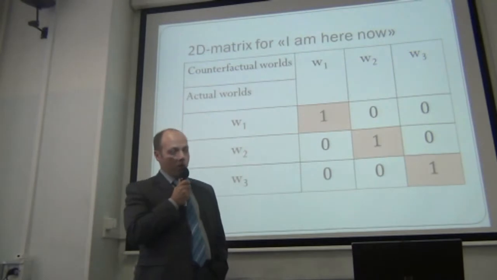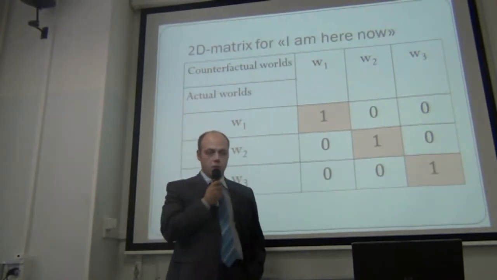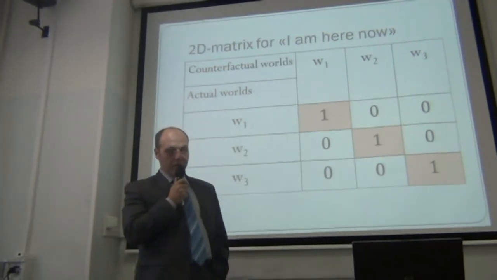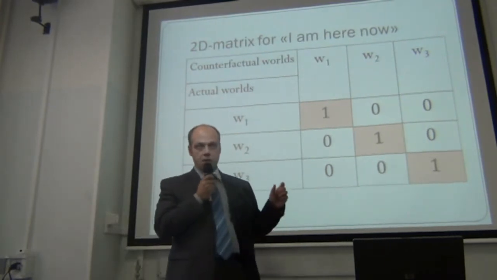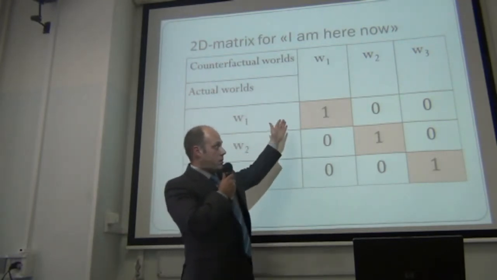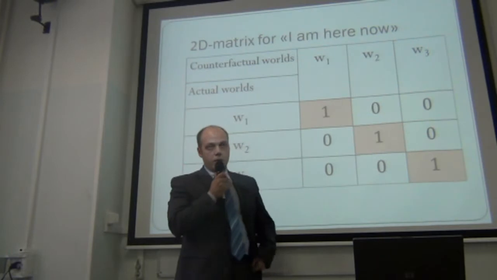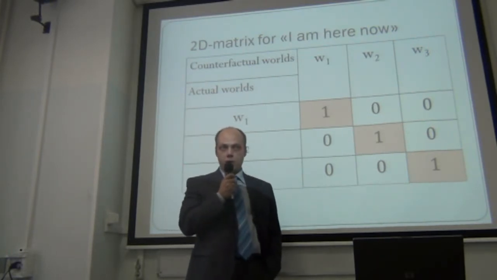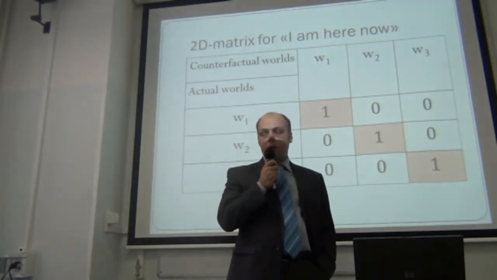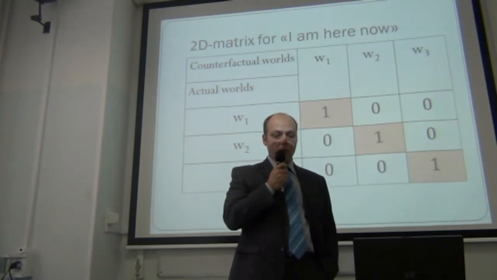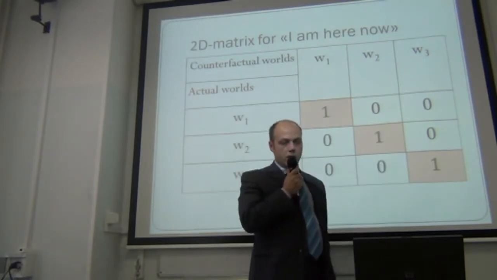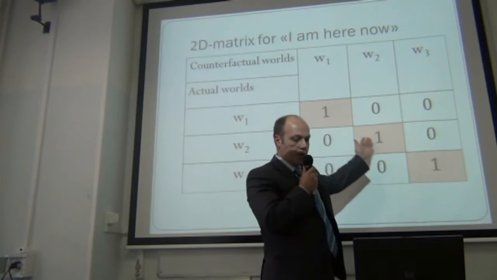And it's interesting to look at the resultant matrix for the sentence, I am here now. Despite the fact that the reference of every single word can vary through the worlds, you can see that in the diagonal we have some kind of regularity. So we have a kind of a priori contingent sentence. A priority is connected with the regularity in the diagonal.